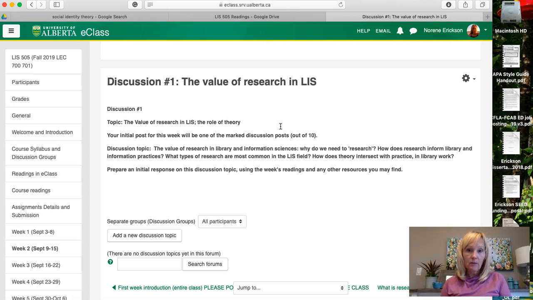So the discussion topic is about the value of research. Why do we need research? How does research inform our practice? What types of research are most common in the LIS field? And how does theory intersect with practice in library work? So your readings will give you a foundation for being able to ponder those questions, consider those questions, and then prepare a response for it.